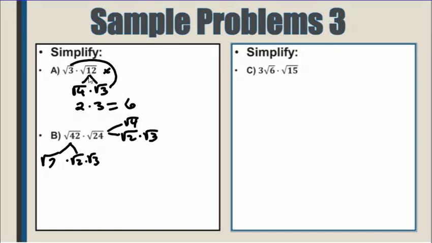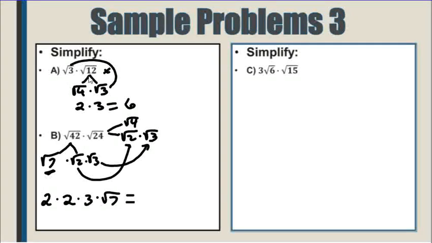And now I can simplify. Square root of 2 times square root of 2 is 2. Square root of 4 is 2. Square root of 3 times square root of 3 is 3. And all I have left is the square root of 7. 4 times 3 is 12. So 12 times the square root of 7 would be our answer.